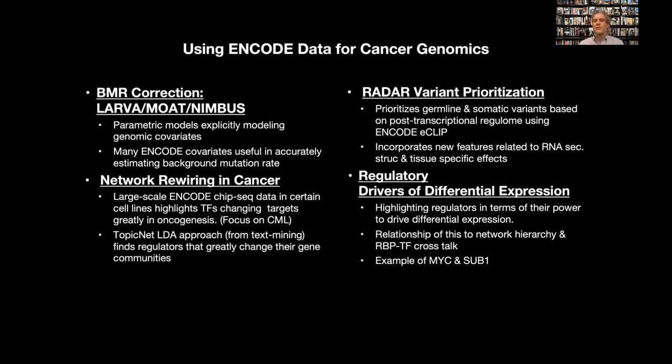And the third thing we talked about is using the ENCODE data for variant prioritization. We have a pipeline called RADAR, which uses the RNA binding protein data along with secondary structure conservation and so forth, and prioritizes variants. And then finally, I talked about using the ENCODE data to find the regulators, RNA binding proteins or TFs, that are associated with driving differential expression by using a simple regression model, and then putting these regulators into a hierarchy and seeing that the ones that drive the differential expression tend to be at the top, and there's also a bit of crosstalk between the RNA and the TFs.